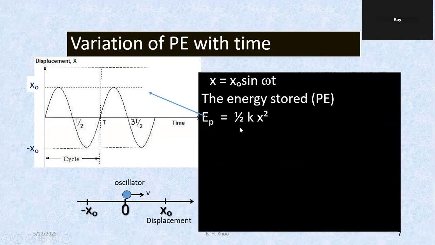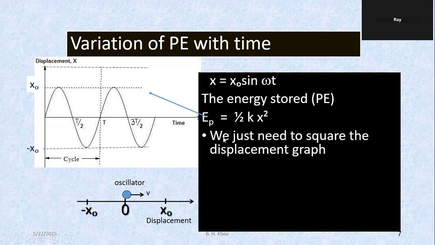Energy stored, right? If you don't want to remember, you just use m omega square; half k x square is easier to remember, it's like a spring. Or if you want to replace, the actual formula is k as m omega square. So it's easy. If you have a displacement time graph, you just square x, that's all.